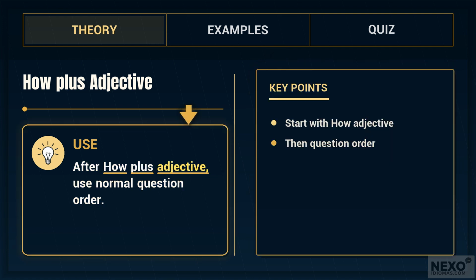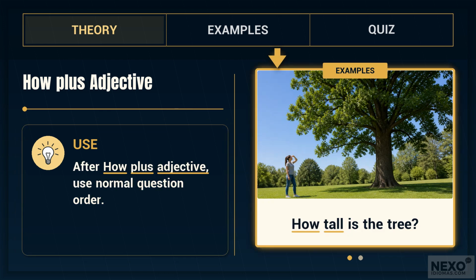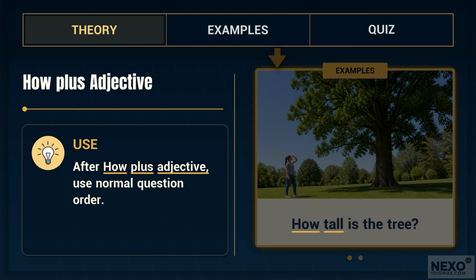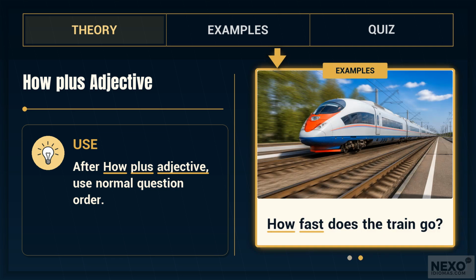After how plus adjective, use normal question order. Example. How tall is the tree? Example. How fast does the train go?